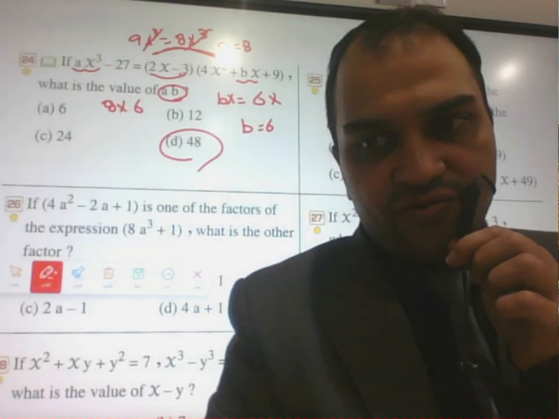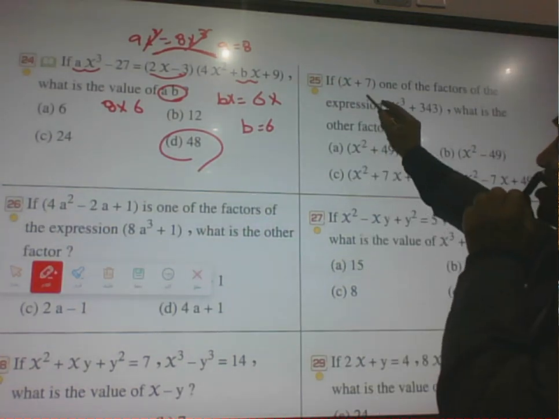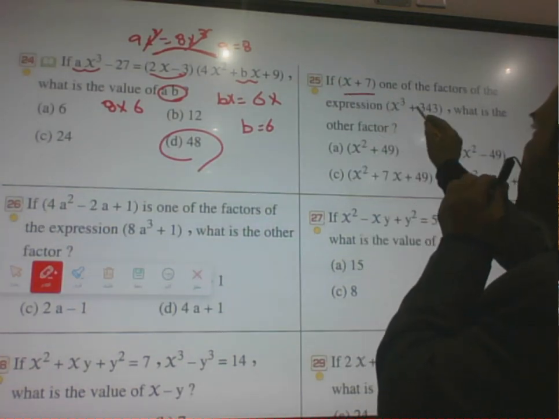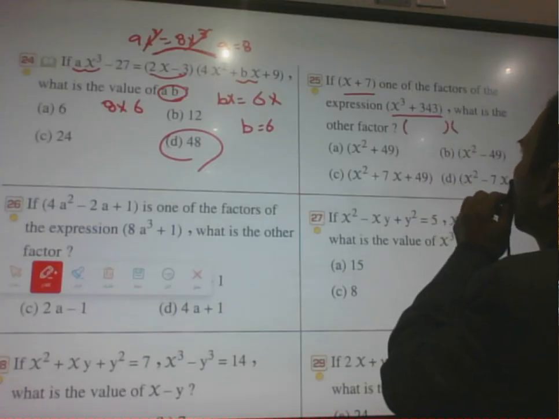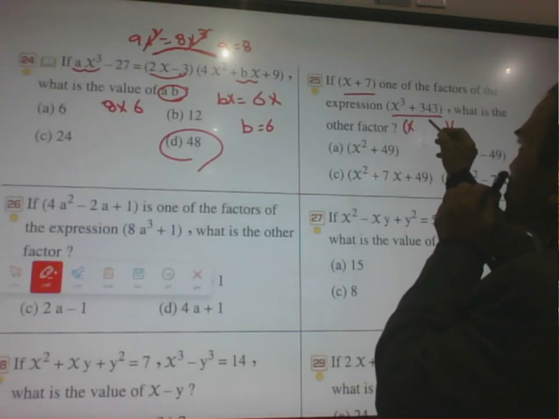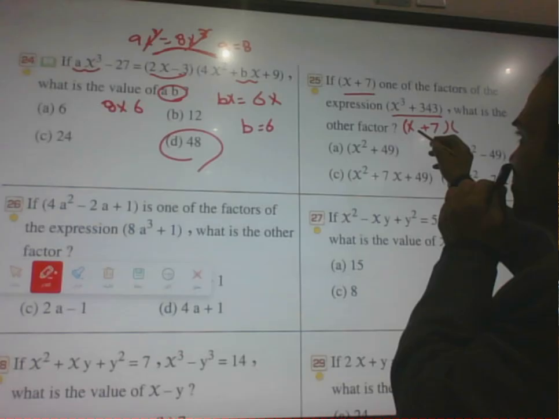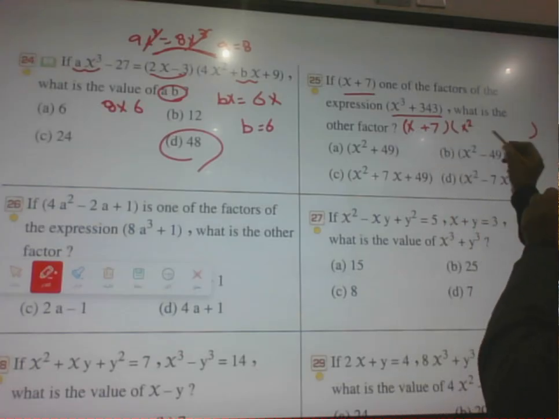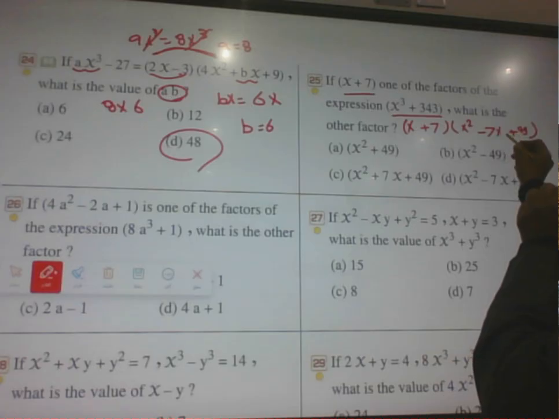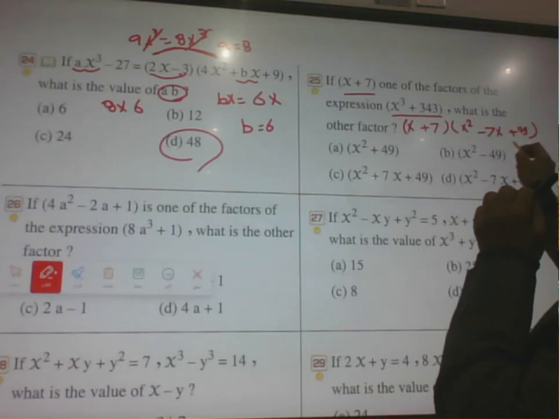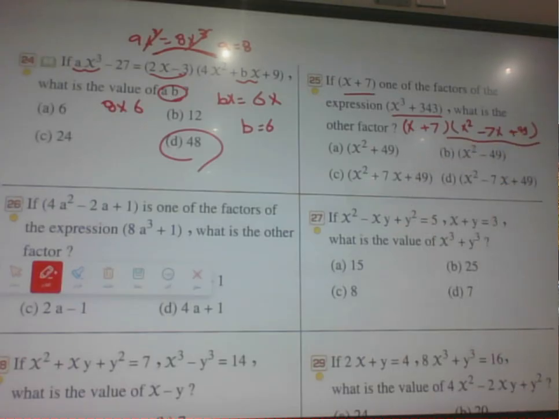Next, question number 25. If x plus 7 is one of the factors of the expression, what is the other factor? Okay, I will factorize the expression by writing two brackets: the cubic root of the first and the cubic root of the second. The first will be power 2, x power 2, and the second power 2 will be 49. And the middle is first times second with the sign changed. He asked about the second factor of the expression. It will be x power 2 minus 7x plus 49. Okay, this expression is the solution.